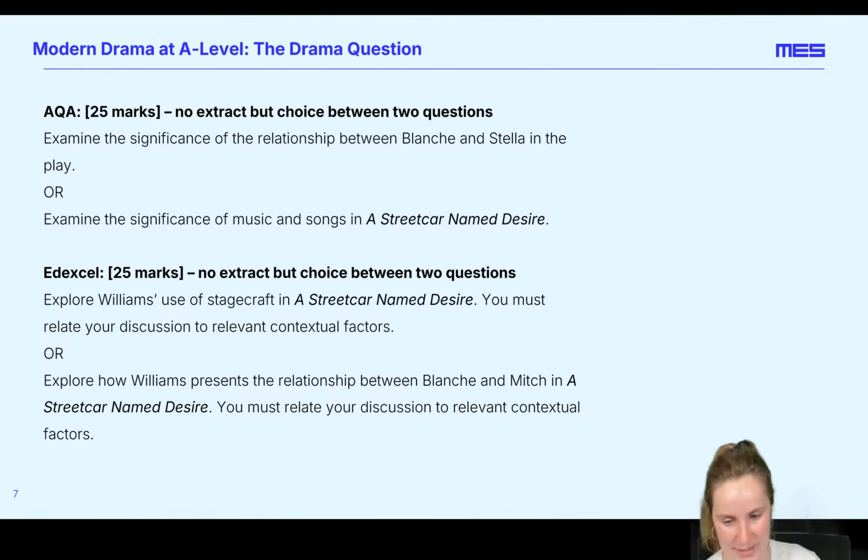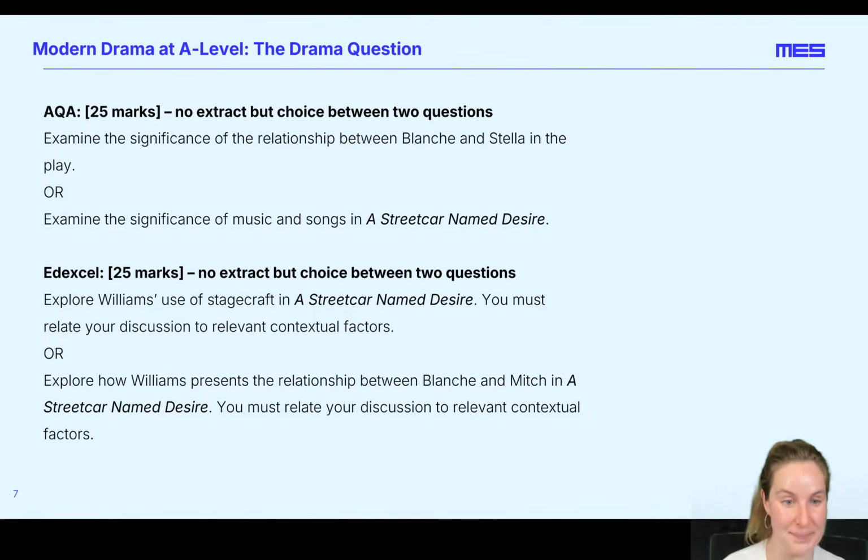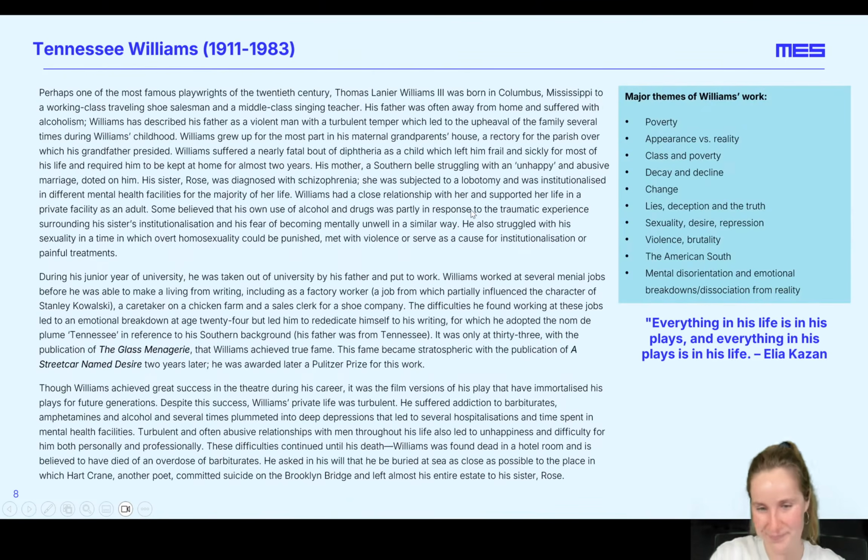In A Streetcar Named Desire, you must relate your discussion to relevant contextual factors. That means you have to include context, reminding you of that. Or explore how Williams presents the relationship between Blanche and Mitch in A Streetcar Named Desire. You must relate your discussion to relevant contextual factors. So again, relationships or an idea from the text, a theme from the text, a relationship in the text, right? The significance of something, usually, is the phrasing.